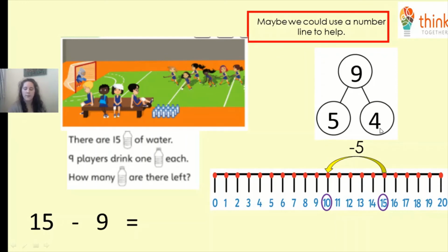Are you ready? Can you count back with me? 1, 2, 3, 4. So I just did my jumps of 1 each time there. Now, can you see what number we've landed on? That's right, we've landed on the number 6. Now that we've done that, we have found our answer. So, what is the answer to 15 take away 9? Amazing, you're right. It is 6.